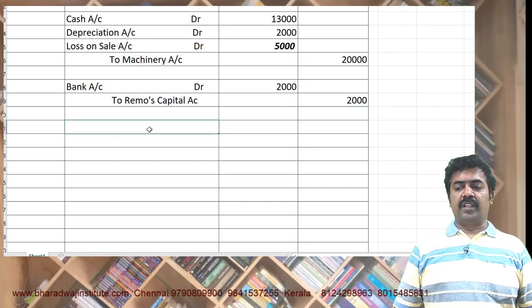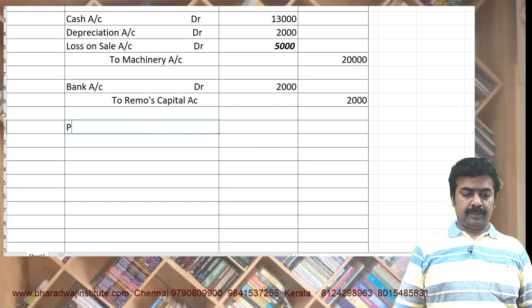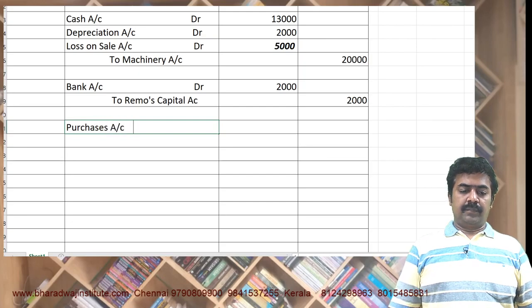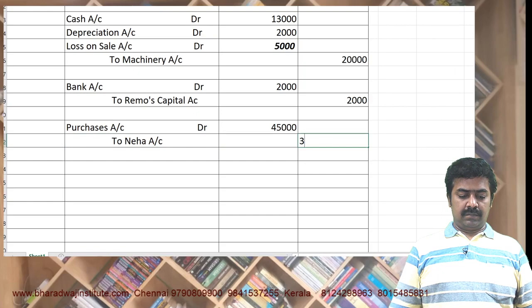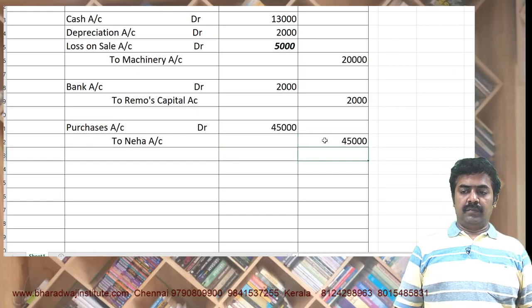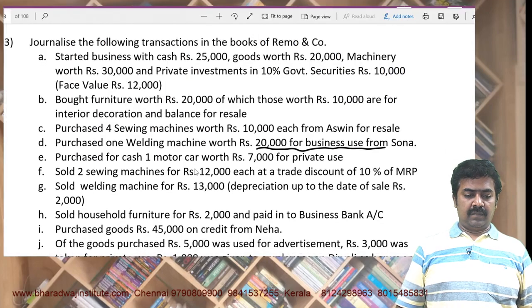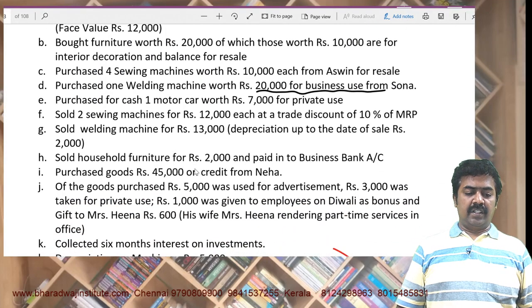Then, purchased goods 45,000 on credit from Neha. Purchases account debtor, how much? 45,000, to Neha account. Look at the next one.